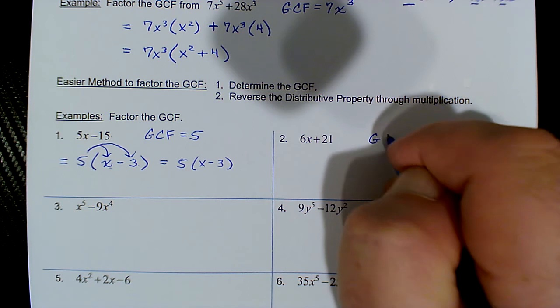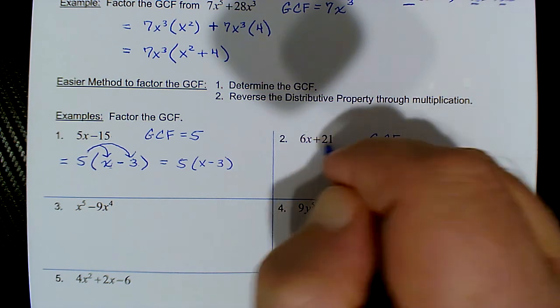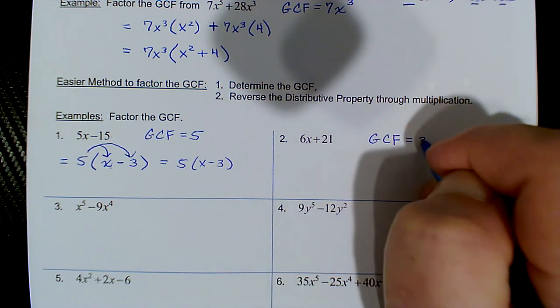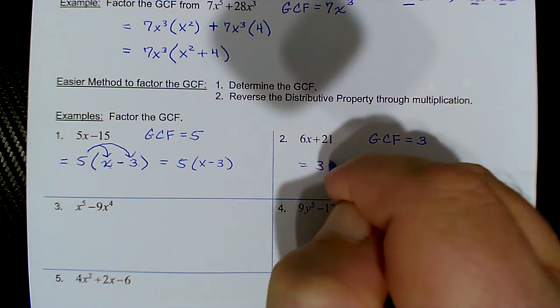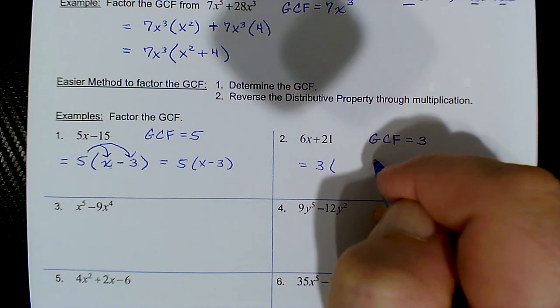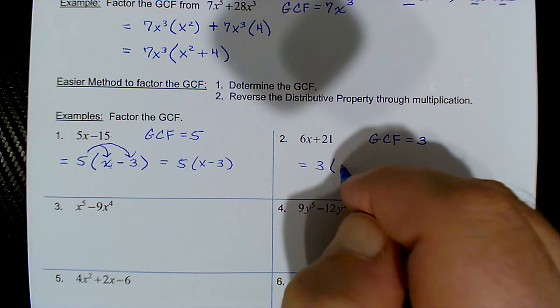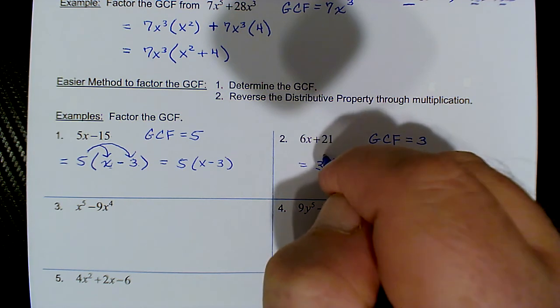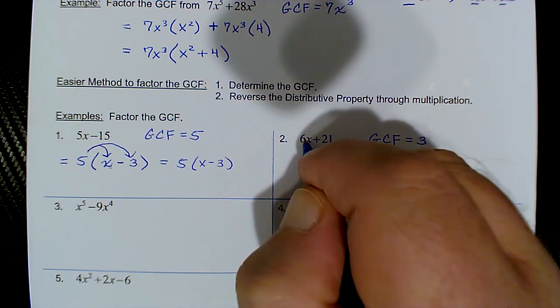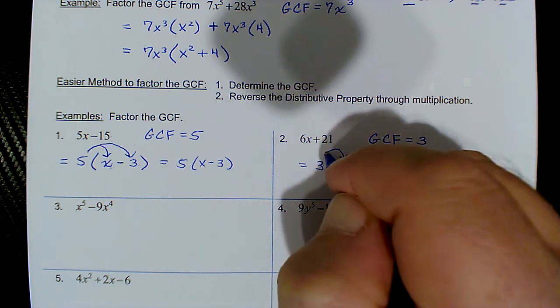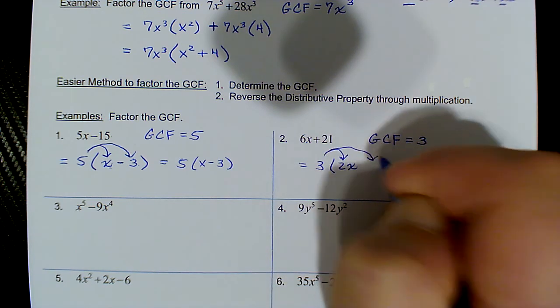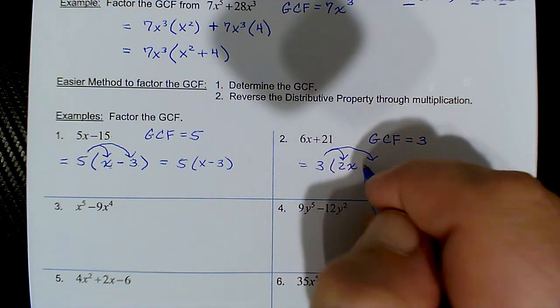The greatest common factor between 6x and 21 is 3. I'm going to write down 3. I know there's two terms in the parentheses here. To give me the first term, I ask 3 times what is going to give me 6x, and that's going to need a 2 and an x. And then to get the second term, 3 times what gives 21, and that would be positive 7.